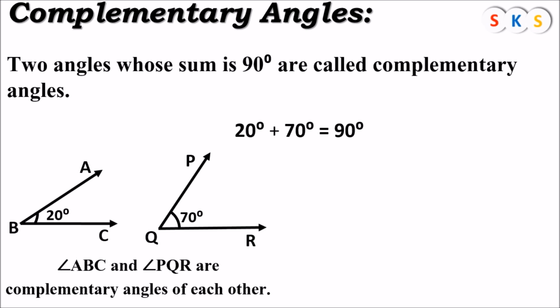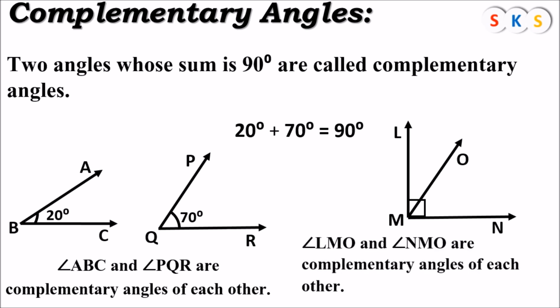Now here we have another figure. In this figure, angle LMO and angle NMO are complementary angles because together they form a right angle. Correct? You can see together they form a right angle. It means the sum of these two angles is 90 degrees. Therefore, angle LMO and angle NMO are complementary angles of each other.